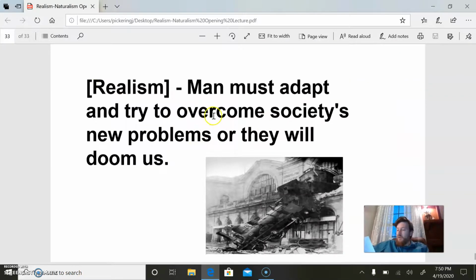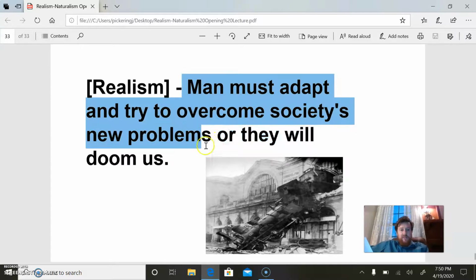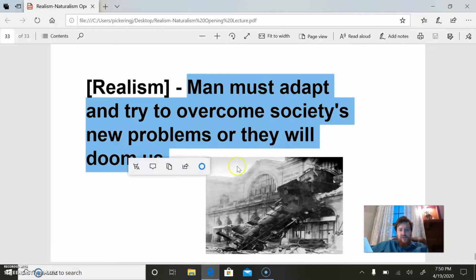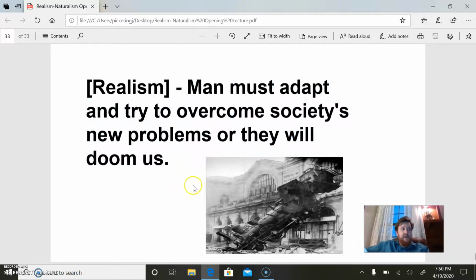And with the realism stories we're going to read, man must adapt and try to overcome society's problems, or they're going to be our downfall. So you see with these stories, like I said, and what our unit will be on, it'll all be about, okay, this societal problem, whether it's poverty or mental illness or women's issues. A lot of these started to come into writing, to write about these things we face every day and what authors should strive to bring to the public's attention in order to try to fix them.